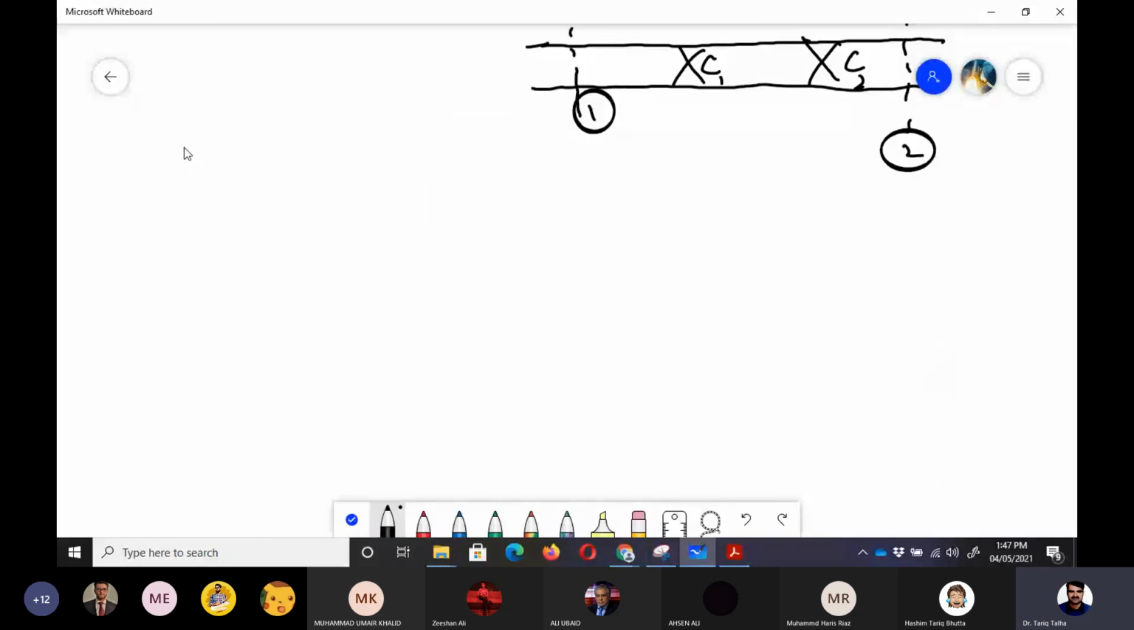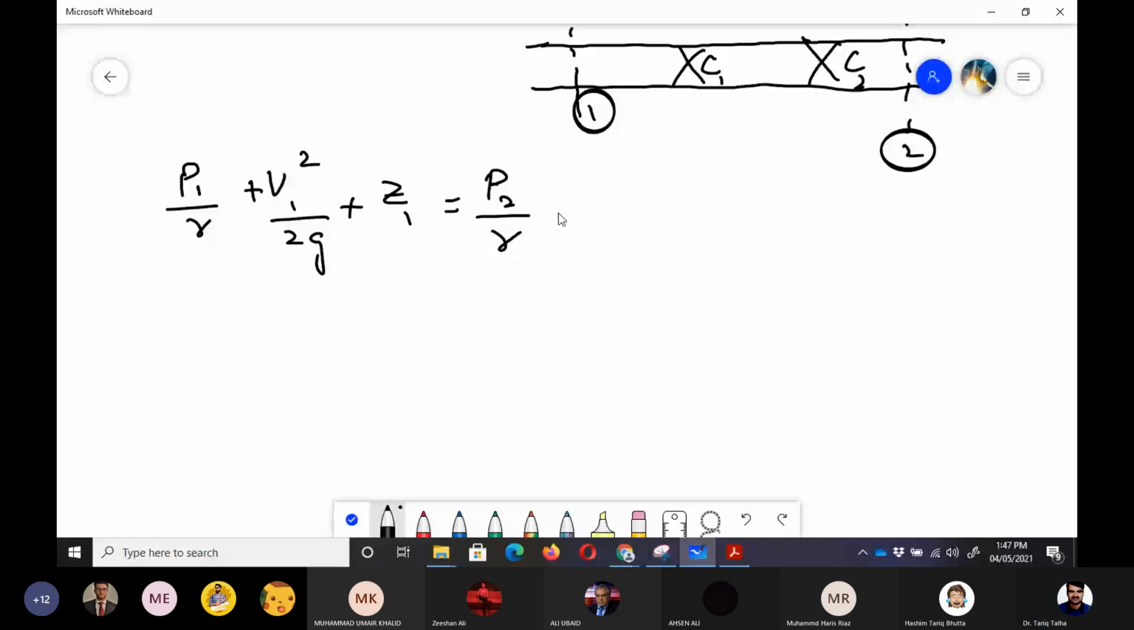That would be equal to P1 upon gamma plus V1 square upon 2g plus Z1 is equal to P2 upon gamma plus V2 square upon 2g plus Z2 plus HL. Now HL is HL major plus HL minor.